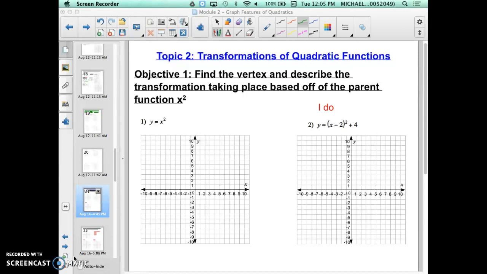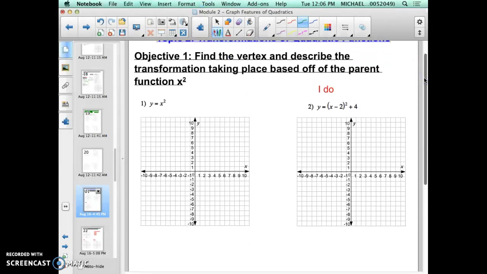But again, objective 1 is the first knowledge you need that builds upon to objective 2, and then objective 2 is going to come and finalize this whole process for topic 2. To begin objective 1, we need to look at the parent function, because everything is based off the parent function of x squared when these quadratic functions are moving around. The whole goal of this process is to find the vertex. And when you find the vertex of the given function, you can describe the transformation taking place based off of the parent function, x squared, its vertex.